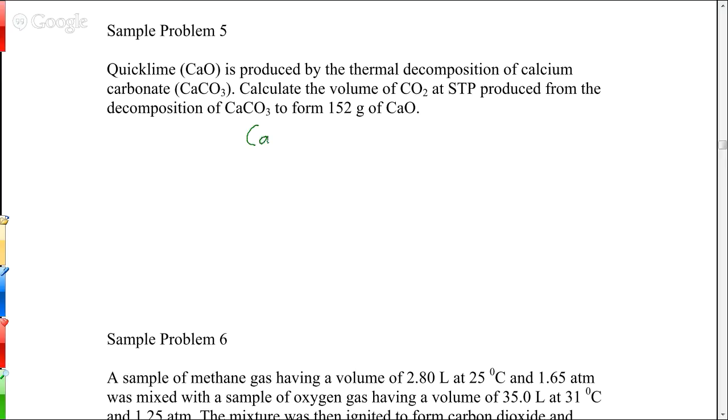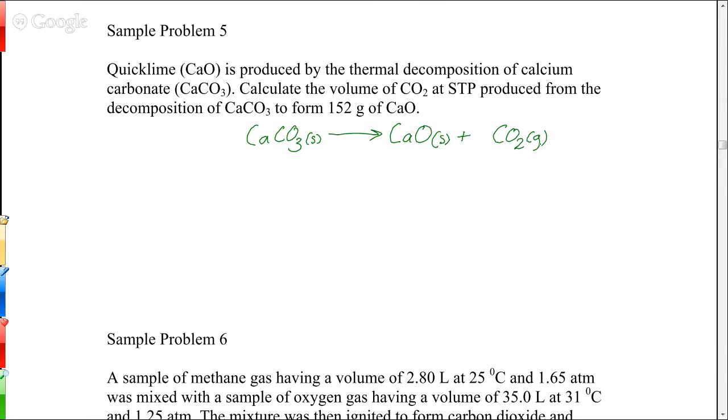Yeah, so we're starting with calcium carbonate, CaCO3, and that decomposes to form calcium oxide, quicklime, and carbon dioxide gas. So you heat it up, you put calcium carbonate in a crucible or something like that, you heat it up, and it will decompose, and you can measure the change in mass.